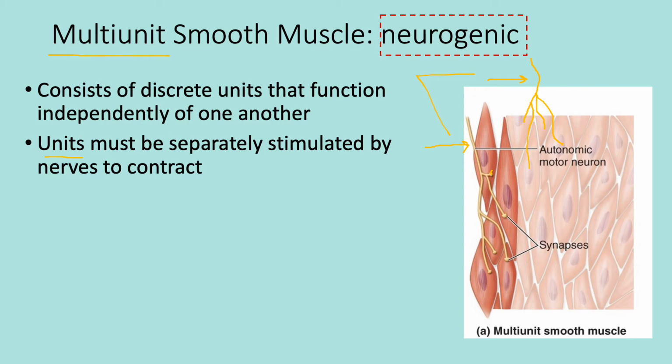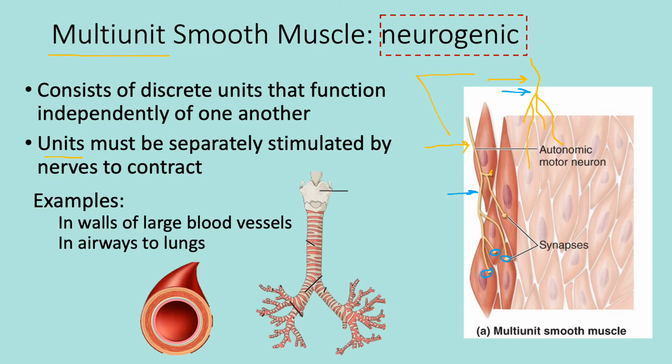Now, the muscle cells in these structures, as we can see, have these neuromuscular junctions. Okay? And the degree of contraction is going to be due to how many of these motor units are activated, just like in skeletal muscle. But remember that skeletal muscle is voluntary. It's using motor neurons, while this is involuntary. We're talking about autonomic innervation here. So some examples of these would be in the walls of our large blood vessels and in the large airways to the lungs.